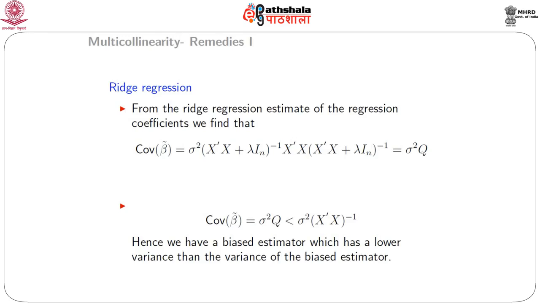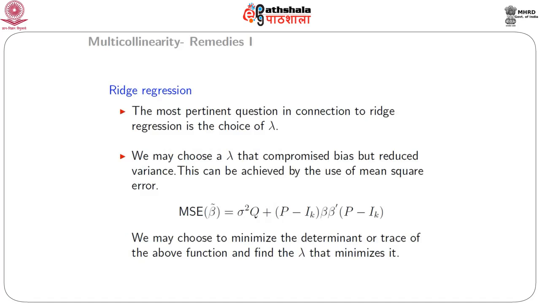Now, in ridge regression, the most pertinent question is what would be the choice of the Lagrangian multiplier lambda. We may choose a lambda that compromises bias but reduces variance, and this can be achieved by using the mean square error. The underlying idea is to find a biased estimate with less variance, but we still need to find the threshold or cutoff value for lambda. This can be obtained using the MSE expression for beta tilde.